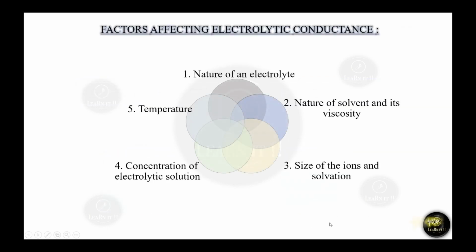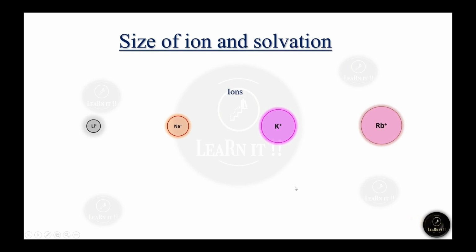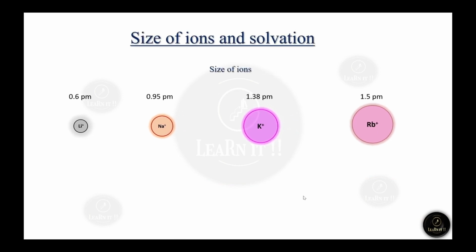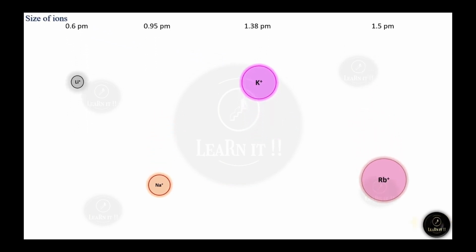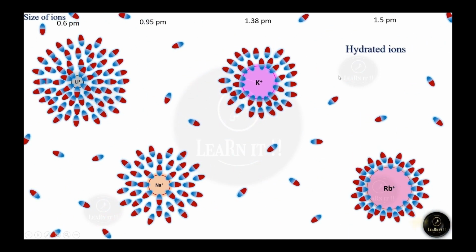So let's look at the third factor, that is size of the ions and solvation. Let us take ions lithium, sodium, potassium and rubidium. The size is increasing from left to right. When we add water, we know water is a polar solvent, so it has plus and minus charges. As these ions are positively charged, the negative part is going to surround the ions. So we get hydrated ions.